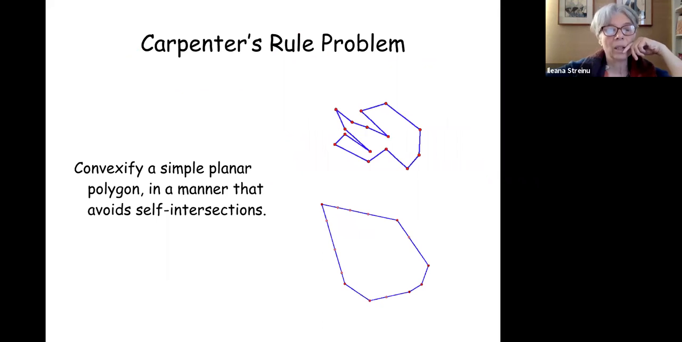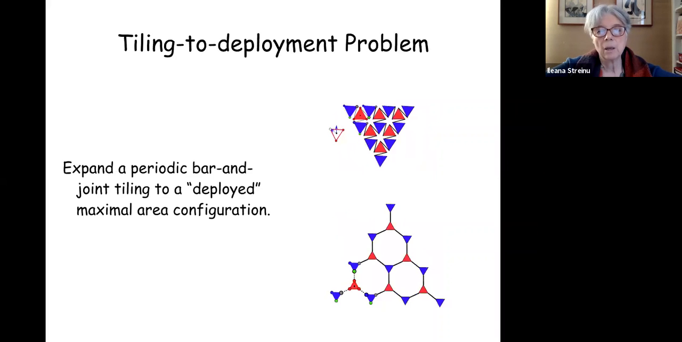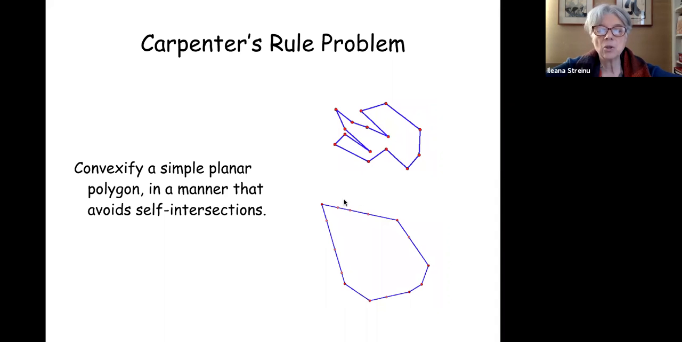So let me remind you what the problem was. The Carpenter's rule problem was the following. I give you a polygon, think of it like a robot arm. The edges are rigid, so the lengths of the edges are maintained throughout the motion. And we want to reconfigure it from this position to a convex position without producing self-crossings along the way, avoiding self-intersections and not going to the third dimension.